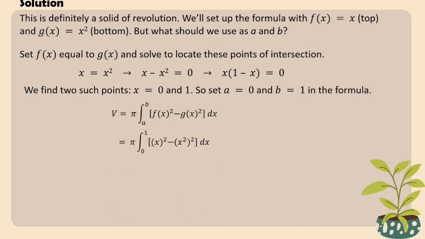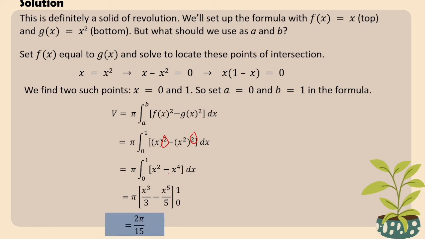Now using the formula, let's find out. Our f of x is x, and g of x is x squared, and both are squared. Performing simple algebra, we have x squared minus x to the fourth, evaluated from 0 to 1. Integrating, we have x cubed over 3 minus x to the fifth over 5. Then we'll have the final answer, 2 pi over 15.